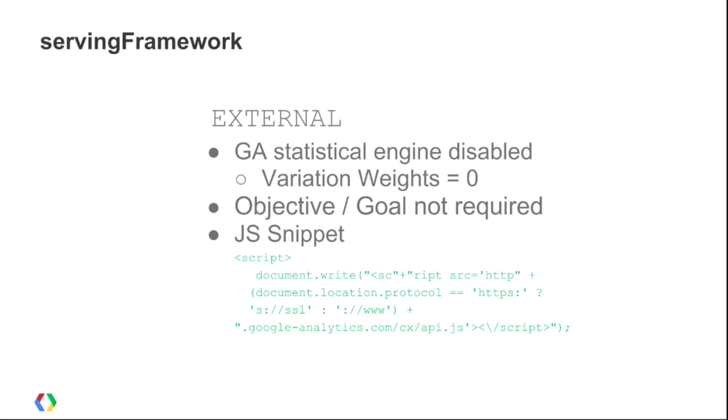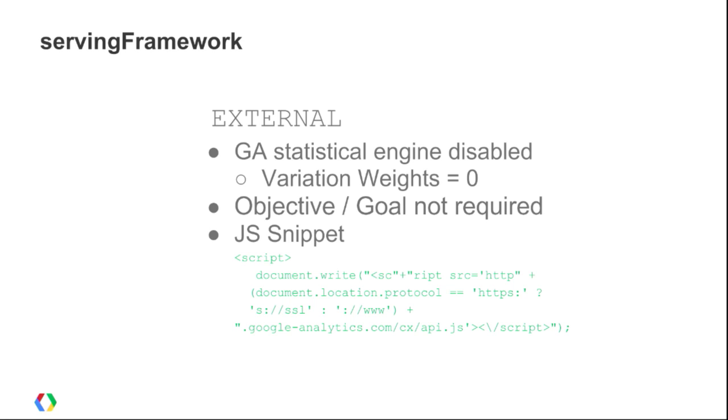Also, when you create the experiment, the objective or goal is not required. So you can leave it empty and it won't complain. Whereas if you set the serving framework to API redirect and you try to create without a goal, it'll give you an error.